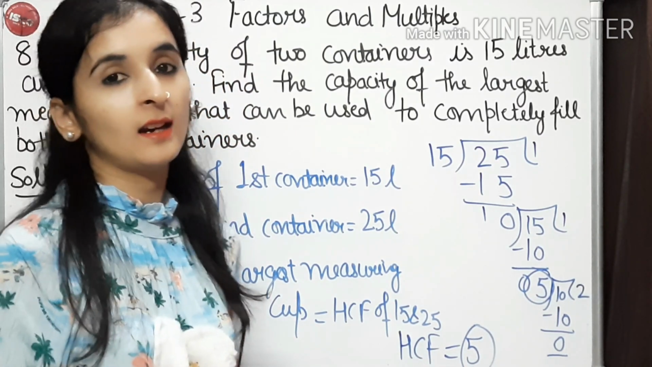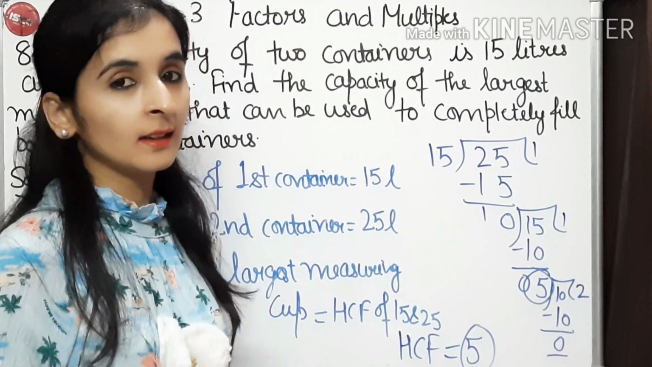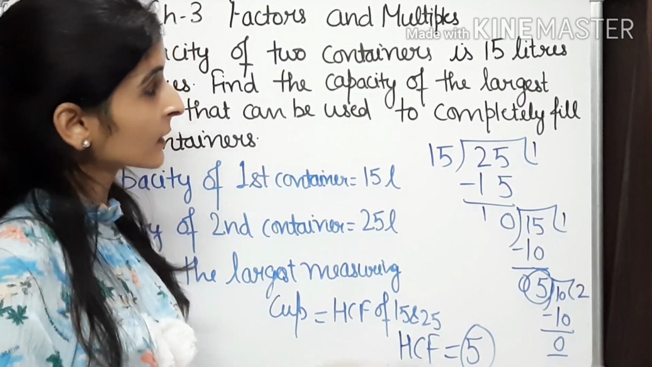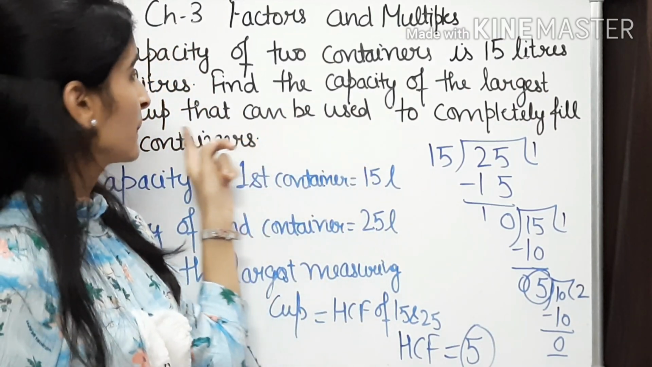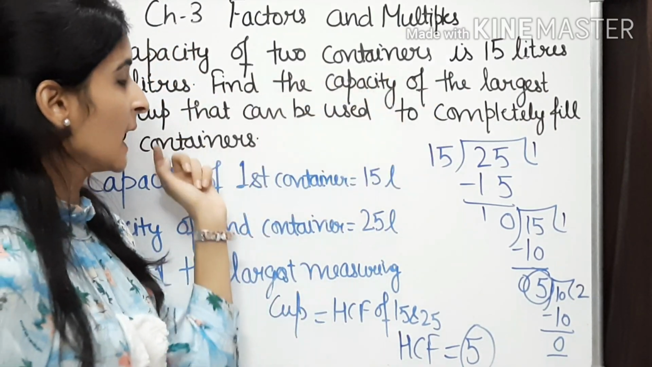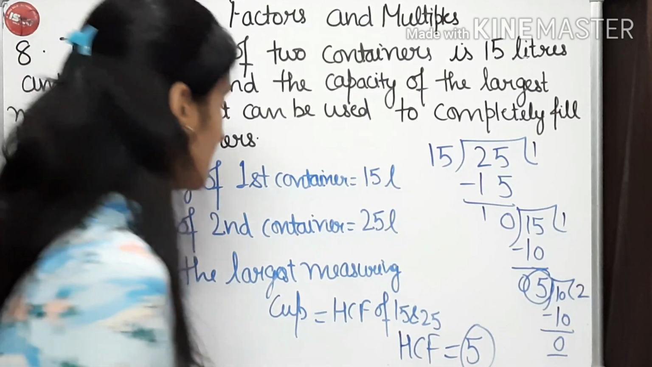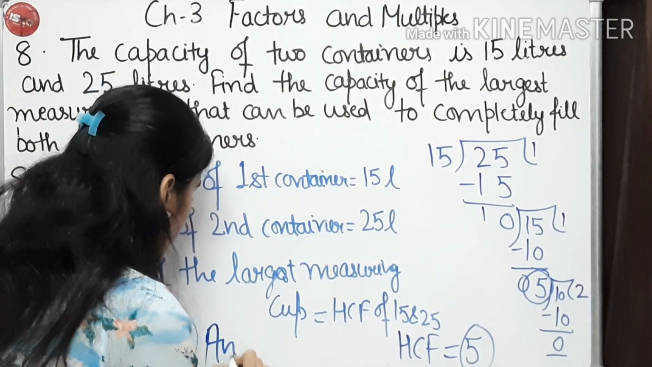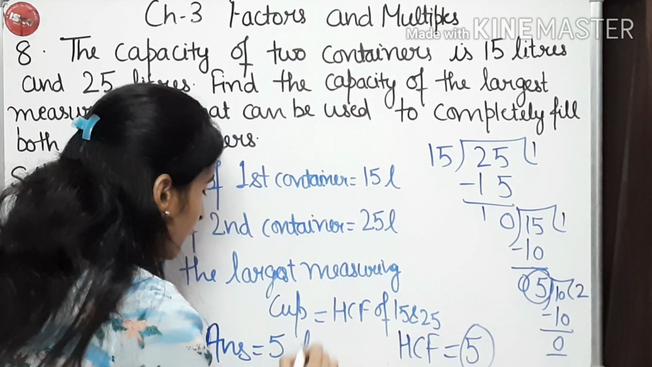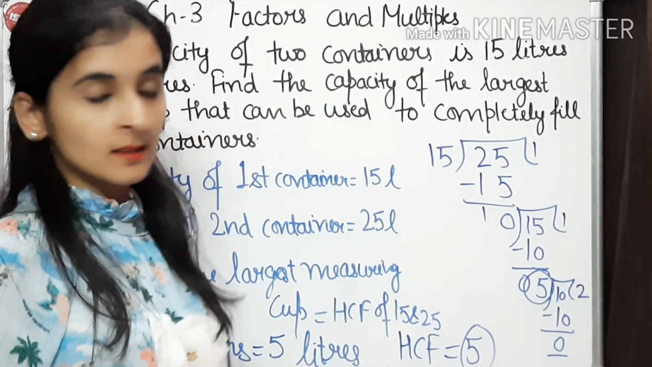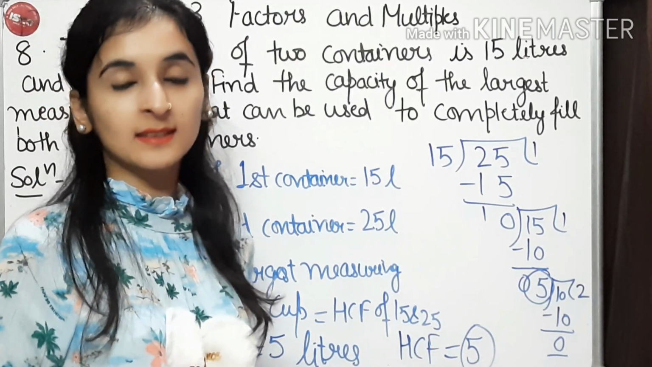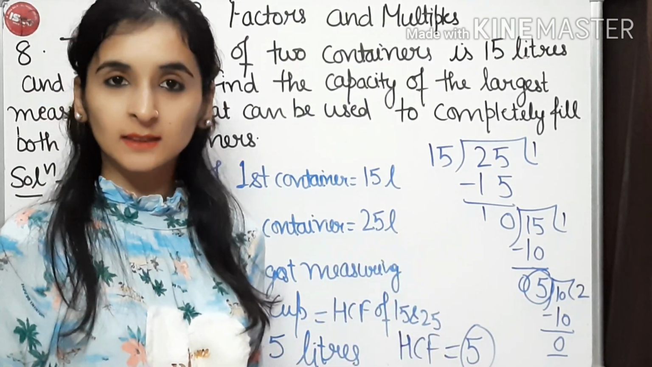But the answer will be in liters, because we have to find out the capacity here, the capacity of the largest measuring cup. So what will be the answer, children? The answer will be 5 liters. So this was about exercise 3.3.